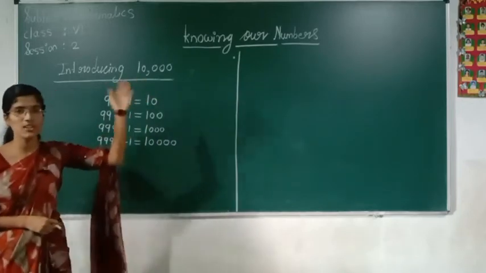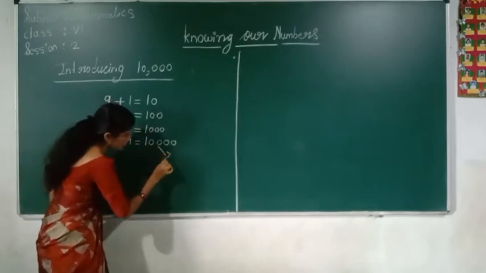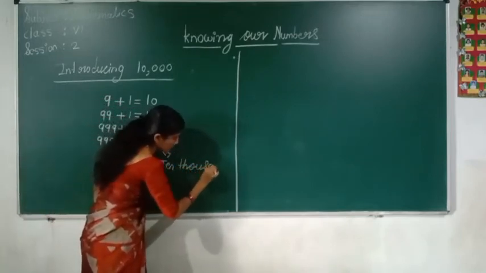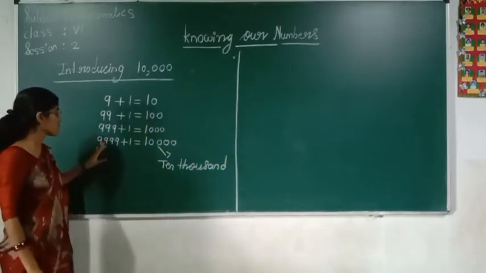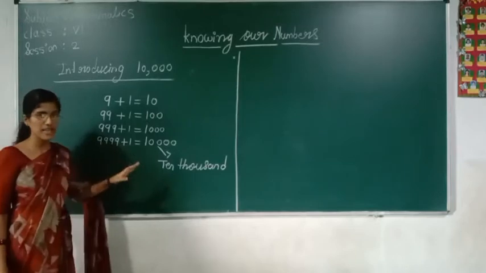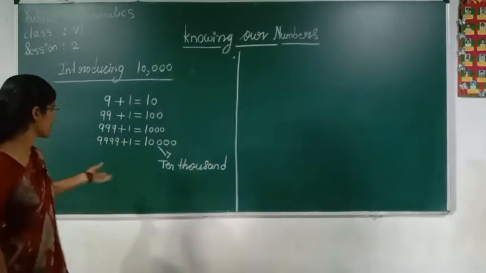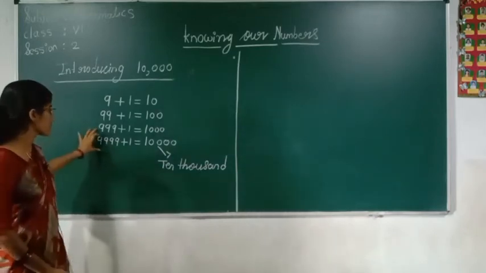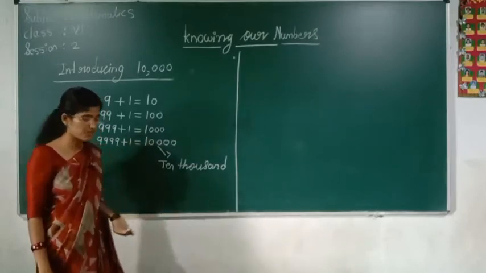Whatever I have written in introducing 10,000, we are going to call this number 10,000. This number comes after 9,999. This number will come after the greatest 4-digit number, that is 9,999. 9,999 plus 1 is nothing but 10,000.